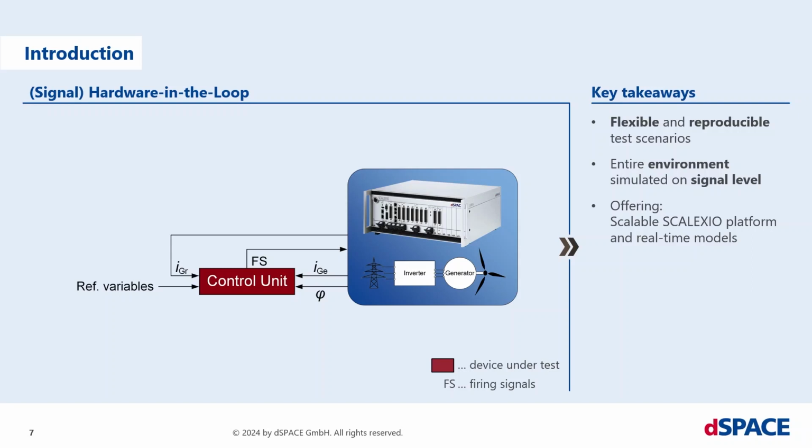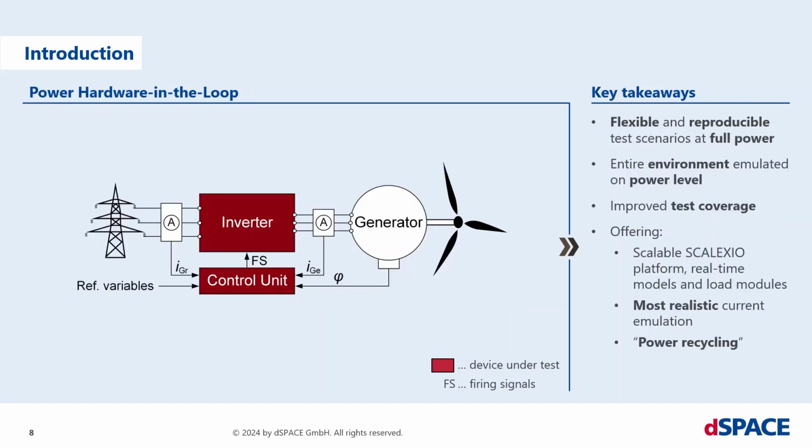Okay, but now we want to have the upgrade to also test on power level. And for that, we use power hardware in the loop. Instead of only testing the control unit, now we test the combination of the control unit and the inverter. And now the interfaces, you see it here, are on full power level. Here currents are flowing, and we have to reproduce also these currents.